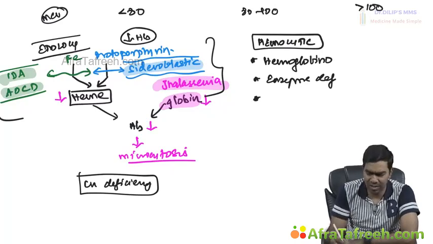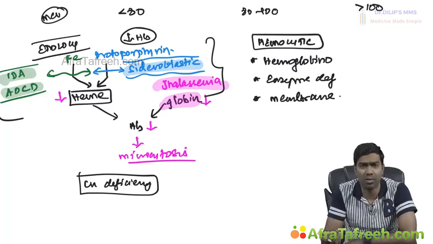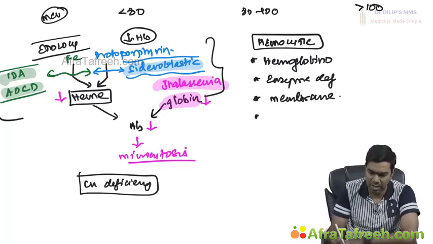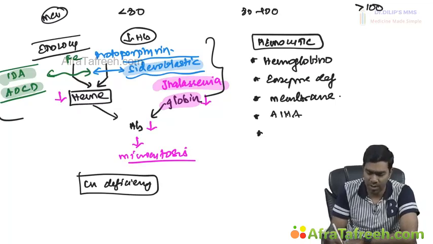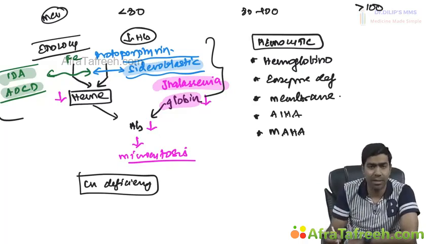We have a separate classification for that later on. Then you have membrane defects. Membrane defects, again it's due to hereditary spherocytosis, hereditary elliptocytosis, similar conditions. Then you have autoimmune hemolytic anemia where the direct Coombs test will be positive. Then you have microangiopathic hemolytic anemia where you include the HUS-TTP complex as well as DIC, disseminated intravascular coagulation.